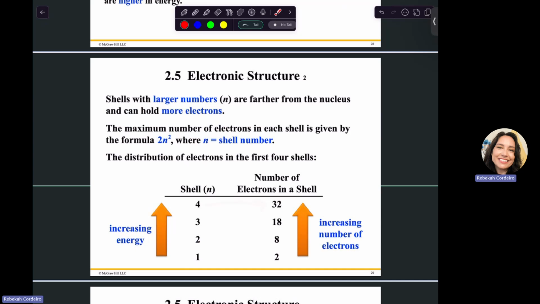We have a small number in the first energy level, and as we increase the energy level and get farther away from the nucleus, we can add more electrons because there's more space out that way.